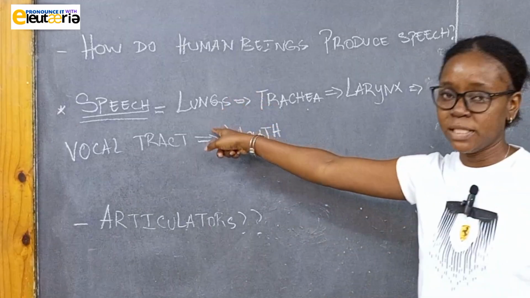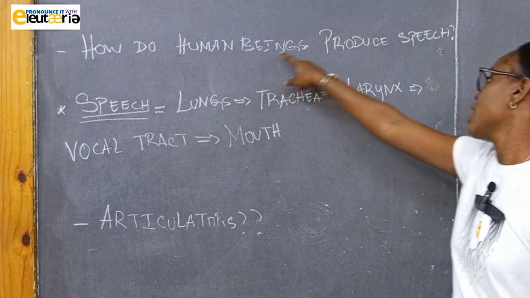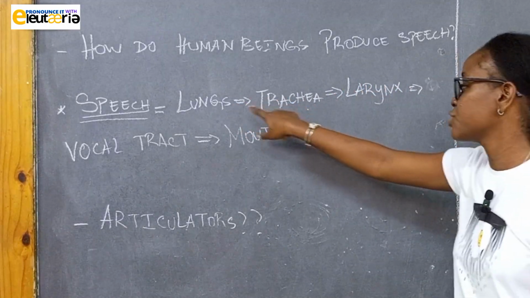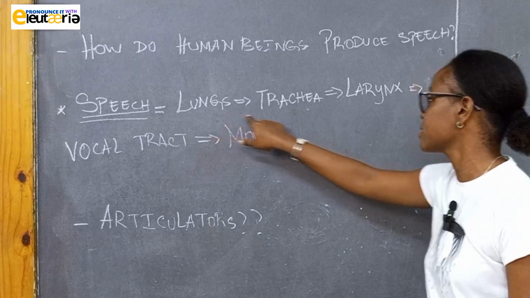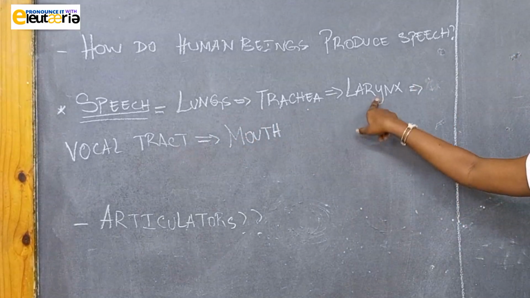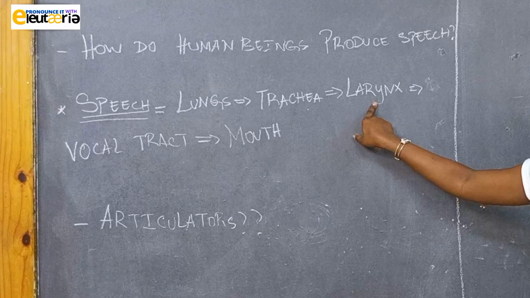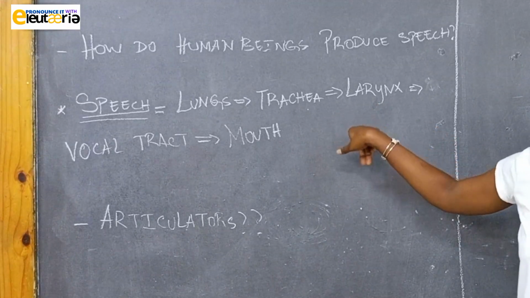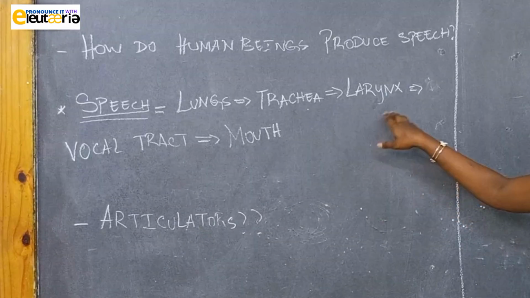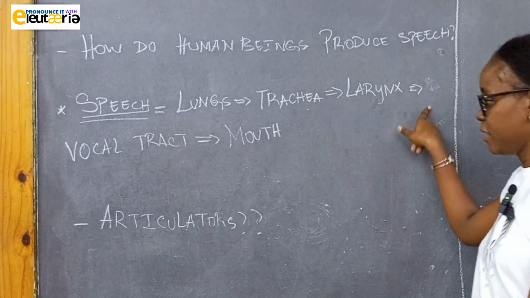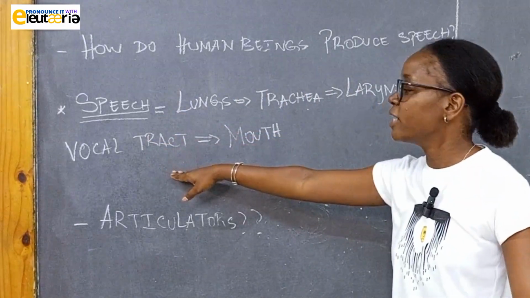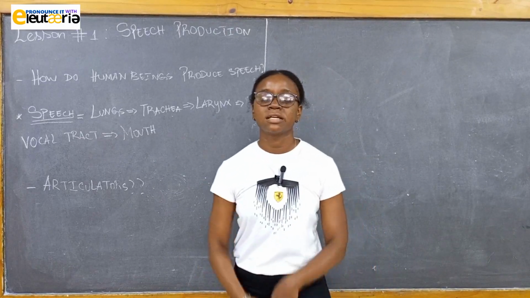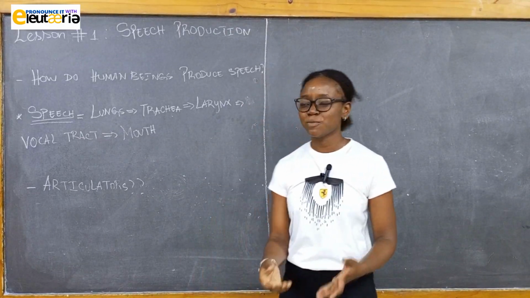The air goes from the lungs, and it is pushed to the larynx through the trachea. The trachea pushes the air from the lungs and takes it to the larynx. In the larynx, the air is modified and shaped to produce different frequencies of sounds. And then from the larynx, the air goes through the vocal tract and gets to the mouth. And that's when the air is expelled and we produce speech.